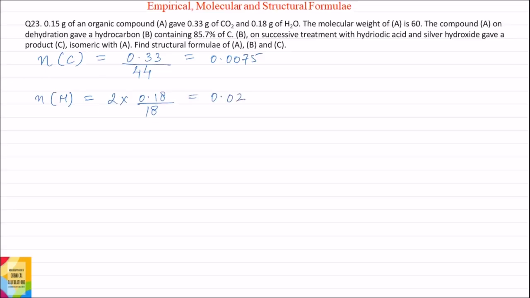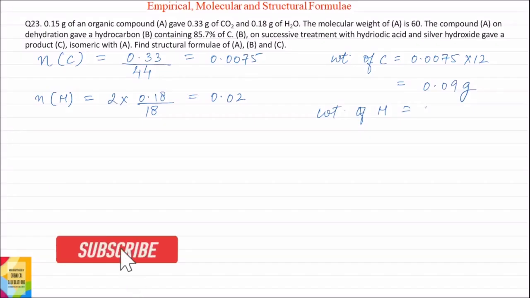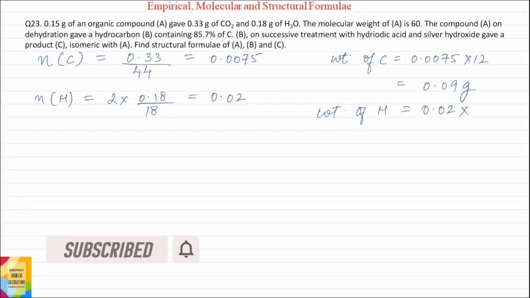Now weight of carbon will be equal to moles of carbon multiplied by atomic weight of carbon, that is 12. So this is equal to 0.0075 into 12, and this is equal to 0.09 gram. Weight of hydrogen will be equal to moles of hydrogen, that is 0.02 moles, multiplied by atomic weight of hydrogen, that is 1, and this is equal to 0.02 grams.